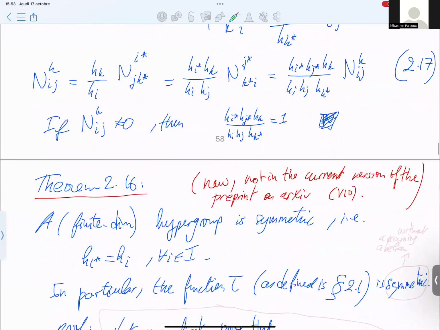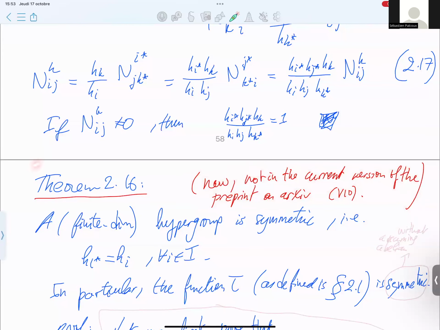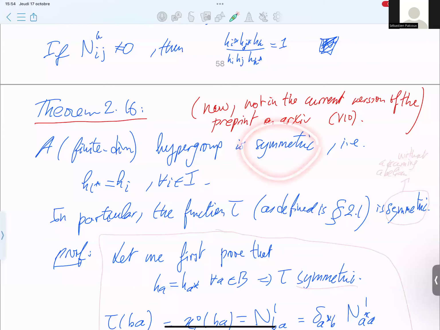So this theorem is new. It was not in version 10, but now it's in the new version. If I'm not mistaken, we should remove that, because now the version on arXiv is version 11 or 12. So this theorem now appears online, but when I did this part last semester, it had not yet appeared. In fact, it appeared because when I prepared the class, I realized that we can prove that symmetric is true in general for finite dimensional hypergroups.